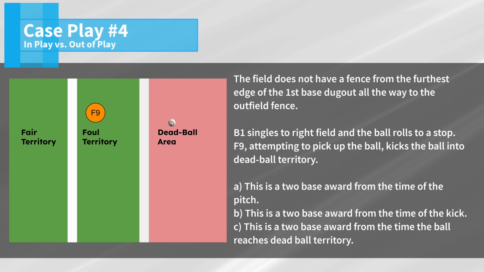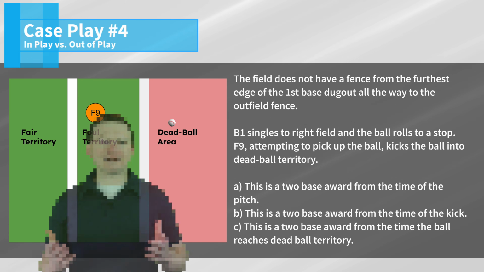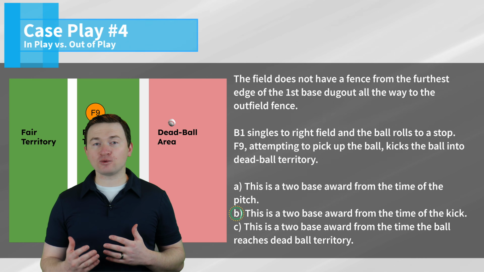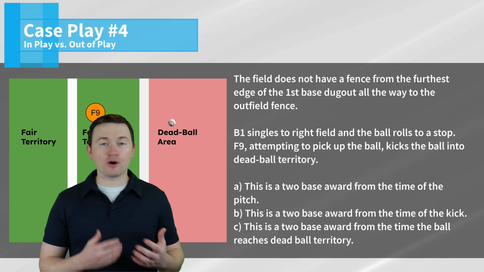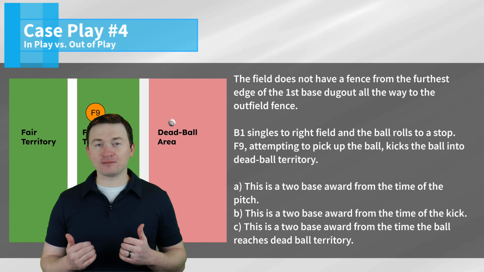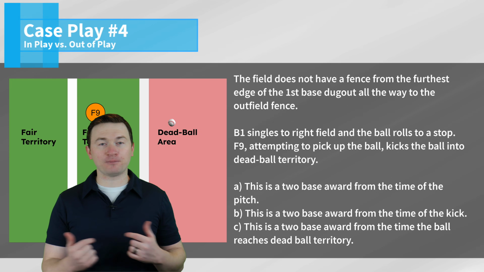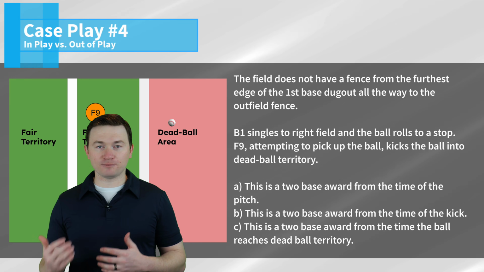Is this A, this is a two-base award from the time of the pitch? B, this is a two-base award from the time of the kick? C, this is a two-base award from the time the ball reaches dead ball territory. The correct answer here is B. This is a two-base award from the time of the kick. We're going to treat a kick like we would a thrown ball, and since it's the momentum of the ball from the kick that took the ball out of play, that's how we're going to enforce the penalty.